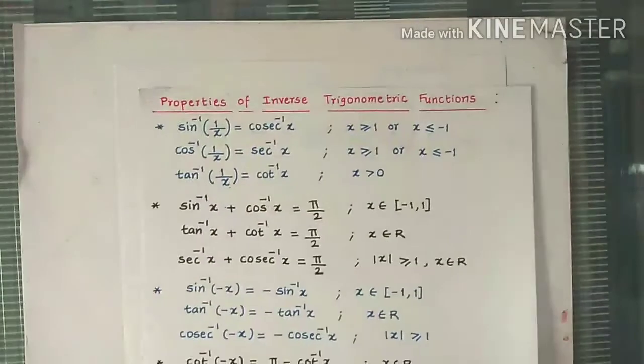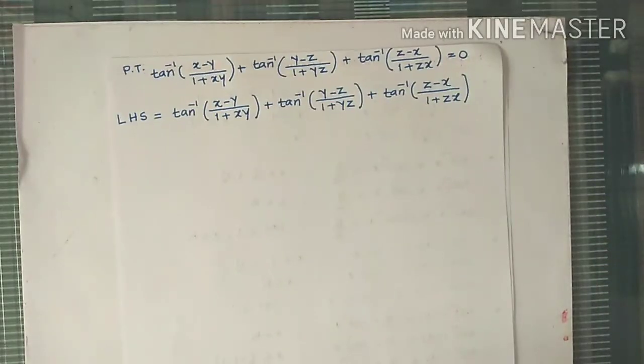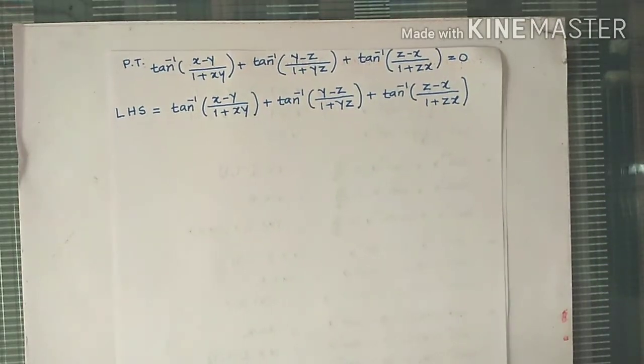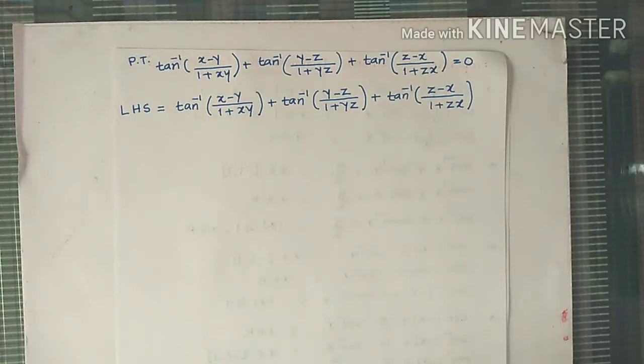So let's solve this question. Prove that tan inverse of (x minus y) upon (1 plus xy) plus tan inverse of (y minus z) upon (1 plus yz) plus tan inverse of (z minus x) upon (1 plus zx) is equal to 0. I have written left side here. When we see the question, we feel that it will be a very difficult question. But that is not the case.